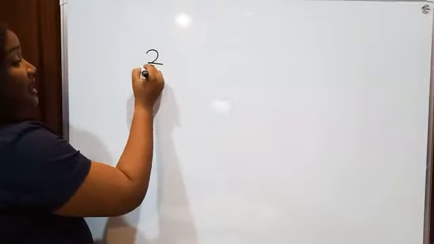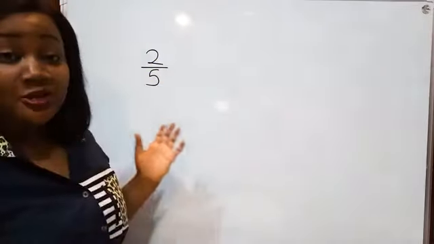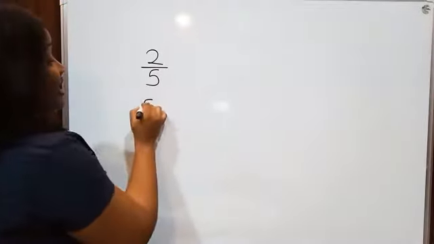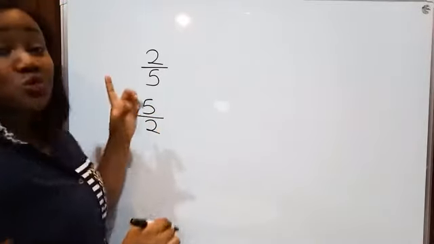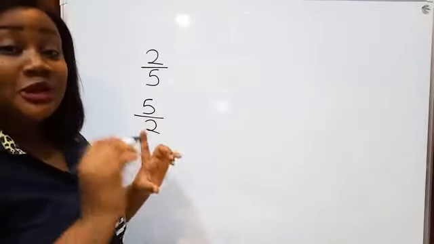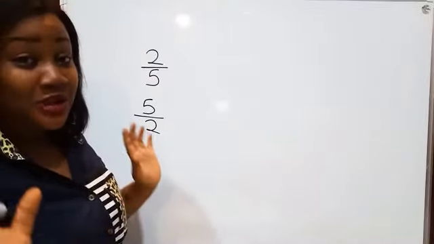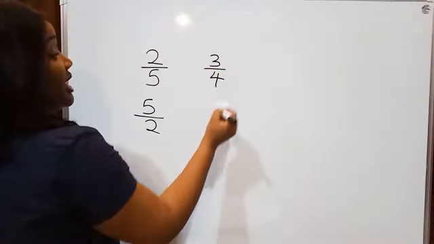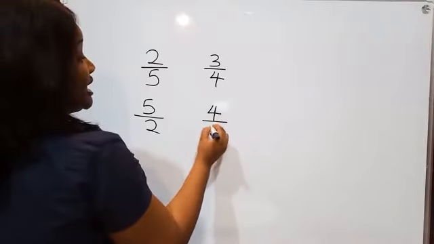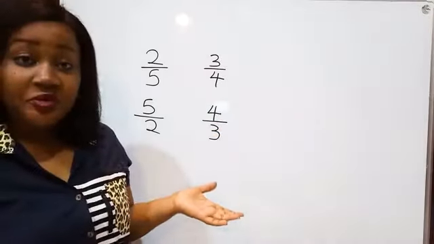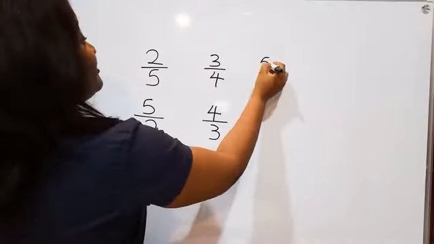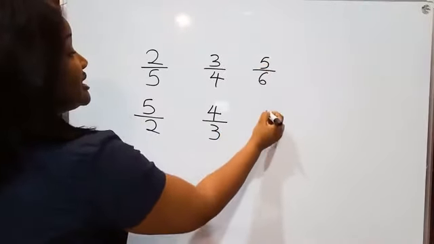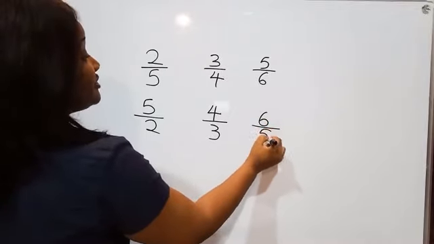Let's take a look at what reciprocal means. If, for example, you're given 2 over 5 and told to find the reciprocal of 2 over 5, it is 5 over 2. You just switch the numerator and the denominator. And that's what reciprocal is all about. Say 3 over 4, the reciprocal is what? 4 over 3. Or you can even say 5 over 6, and the reciprocal is 6 over 5.